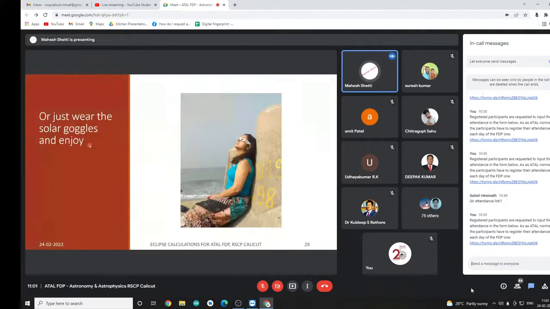Or you can just wear solar goggles and enjoy the eclipse.